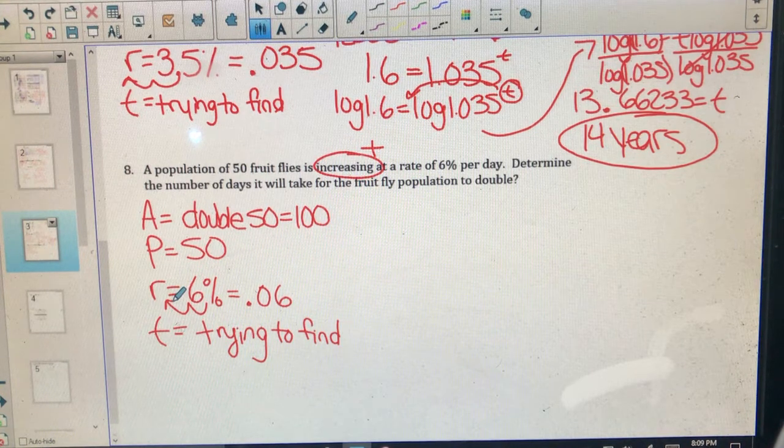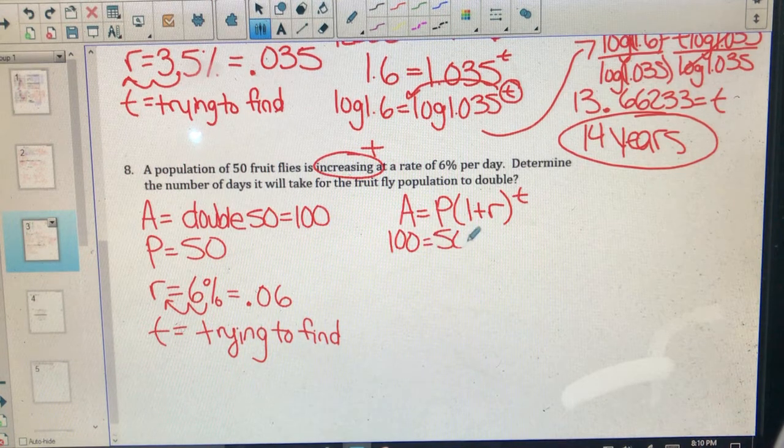So I'm going to plug it in just like I did for number 7. I have A equals P times 1 plus R to the T. A is 100, P is 50 times 1 plus 0.06, and I leave the T alone. Now again, very, very similar to number 7, I'm trying to find the variable in the exponent, so I need to use logs again because I'm solving an exponential function.